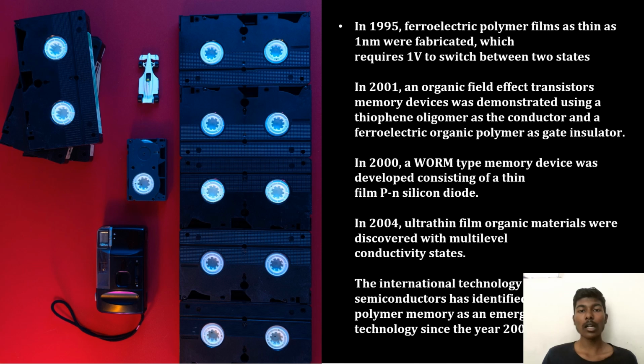In 2000, a WORM type memory device was developed consisting of a thin film PN silicon diode. In 2004, ultra-thin film organic materials were discovered with multi-level conductivity states. The International Technology Roadmap for Semiconductors has identified polymer memory as an emerging memory technology since the year 2005.